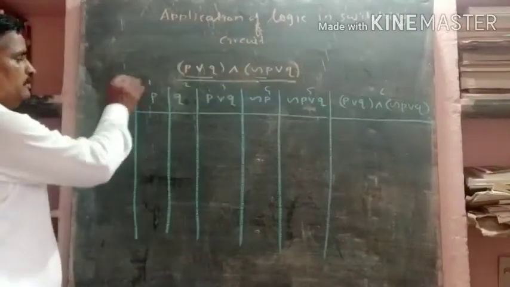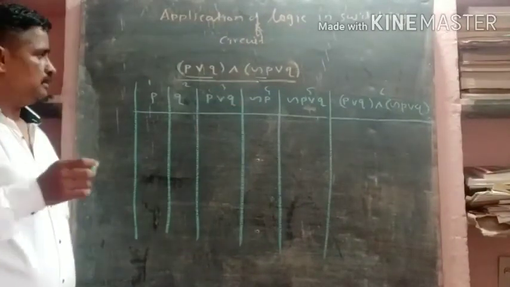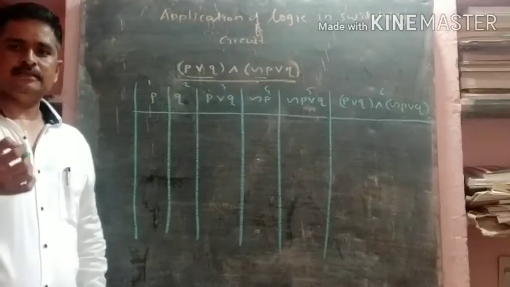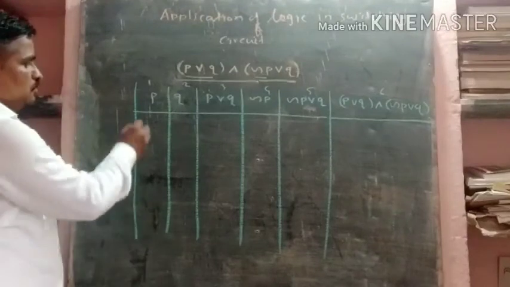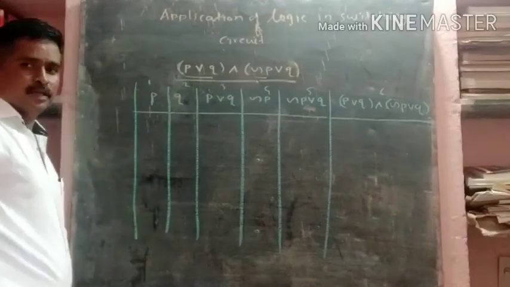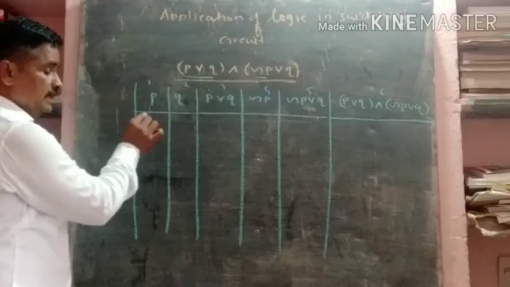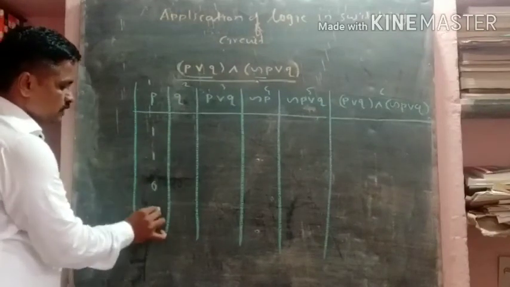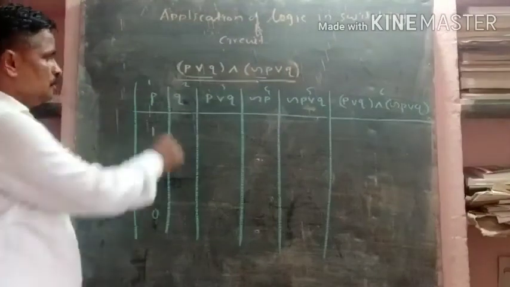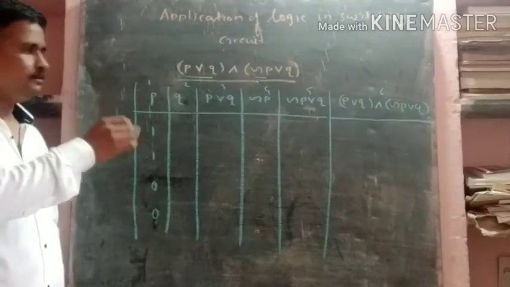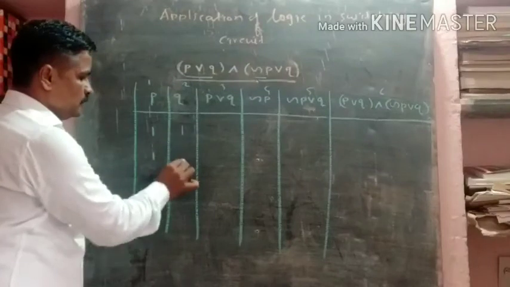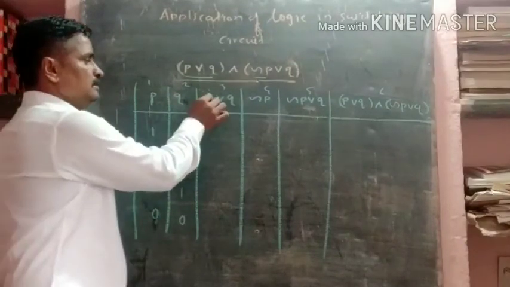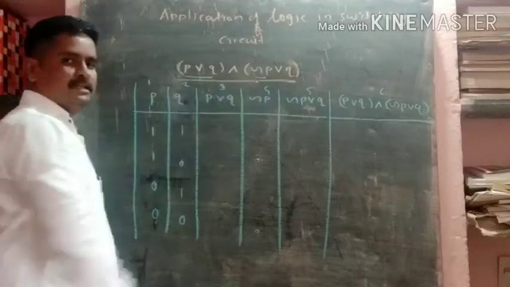While constructing a switching table, we replace T and F with 1 and 0. So 0, 1 is nothing but the flow value. The outcome of P, that is TT FF, means 1, 1, 0, 0. Again Q is TF, TF, that means 1, 0, 1, 0. Then the third column is P disjunction Q.